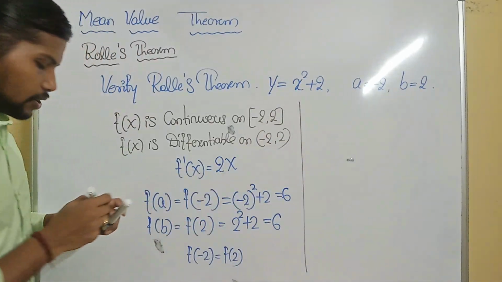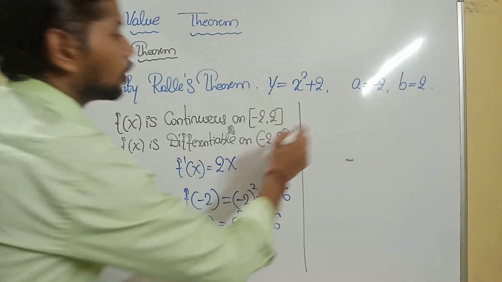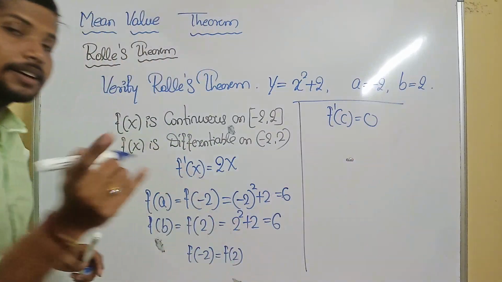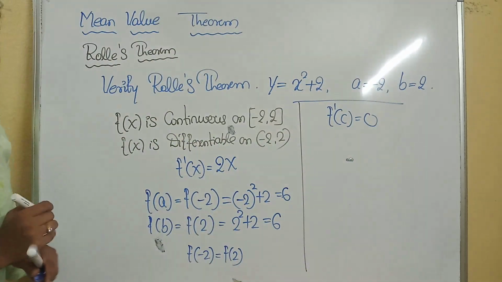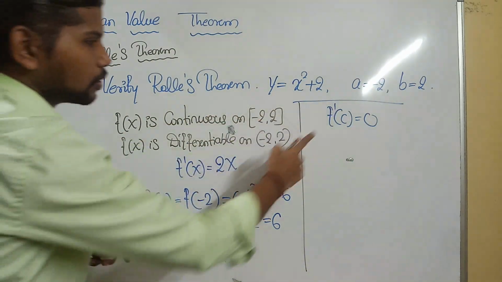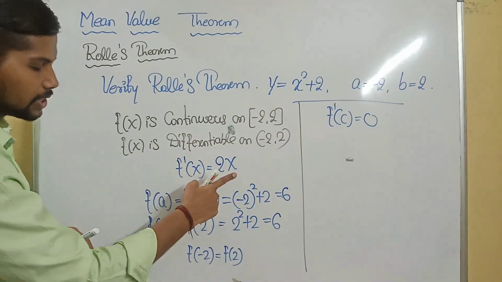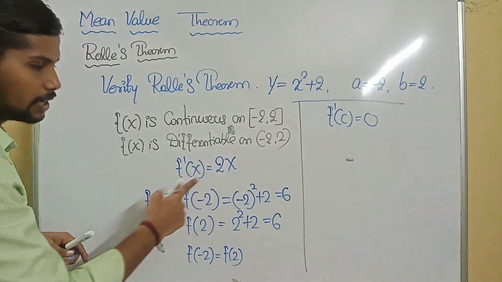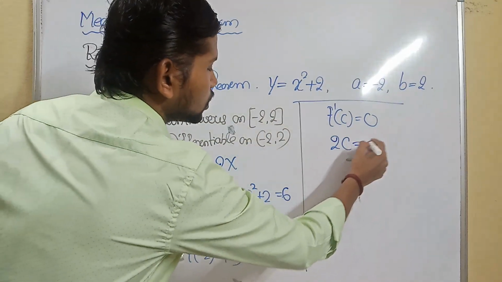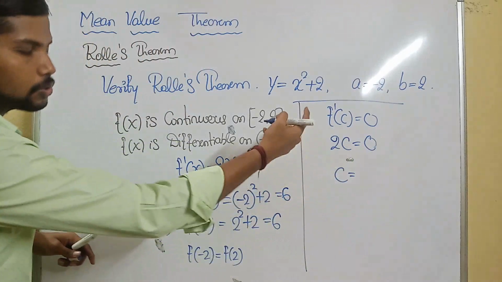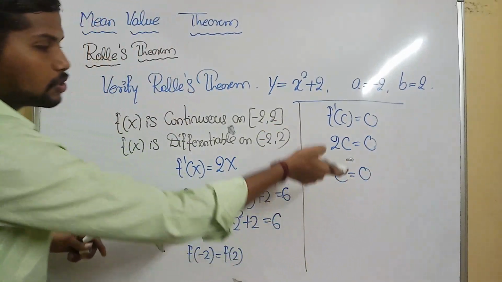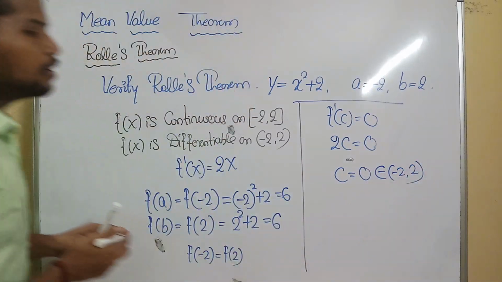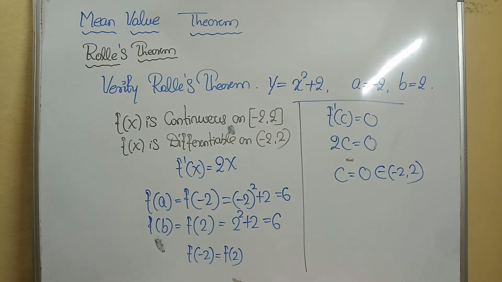If all the conditions of Rolle's theorem are satisfied, what do I need to write? F dash of c must be equal to 0. I already told this in the theorem. Okay, f dash of c equal to 0. What is f dash of x? 2x. F dash of c will be 2c. 2c is equal to 0, means c is equal to 0 by 2, which will be 0. Whether this 0 value belongs to the open interval minus 2 comma 2? Yes. In between minus 2 to plus 2, 0 is there.